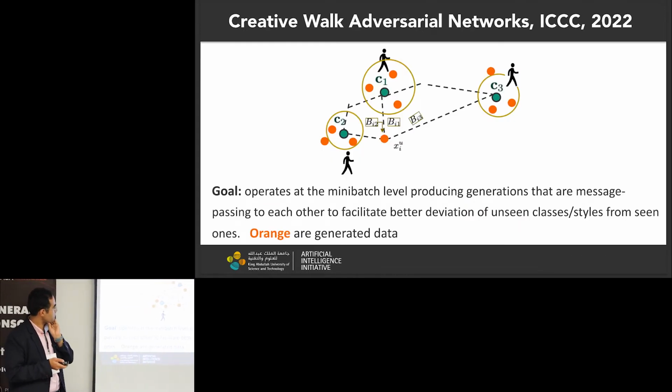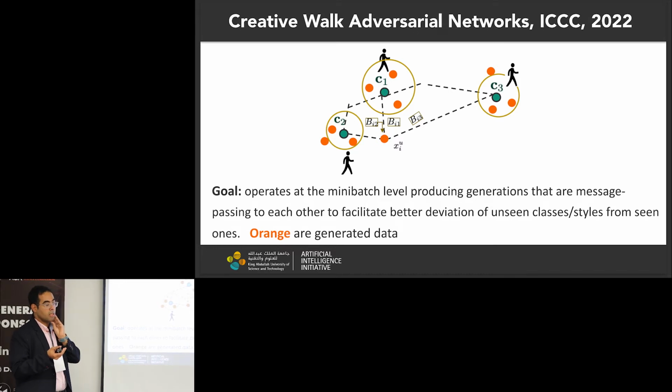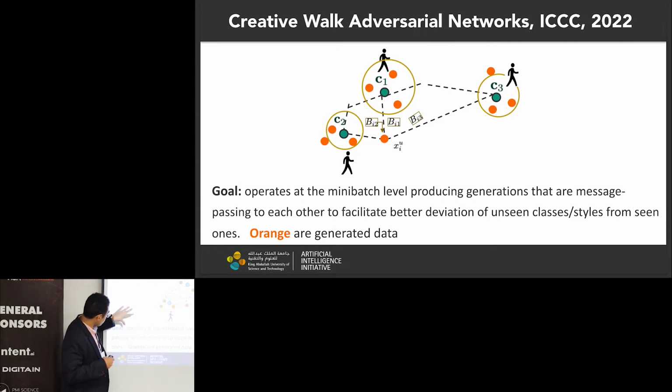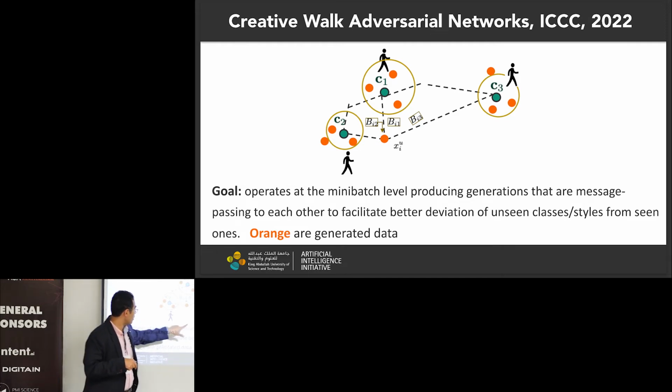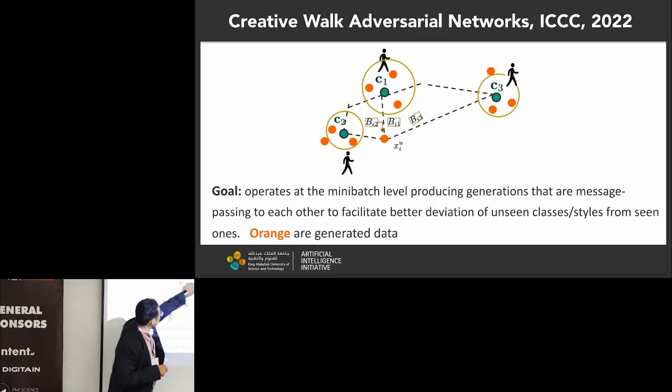So what is Creative Walk Adversarial Networks? It's an adversarial network that is informed by message passing, by a loss function that operates at the mini patch level. And let's imagine that these blue points are the set of images that the generator produces at the current mini patch. So we want the model to produce generations that are message passing to one another to facilitate better collective deviations against seen classes, which are depicted here by these three classes, but it could be more.